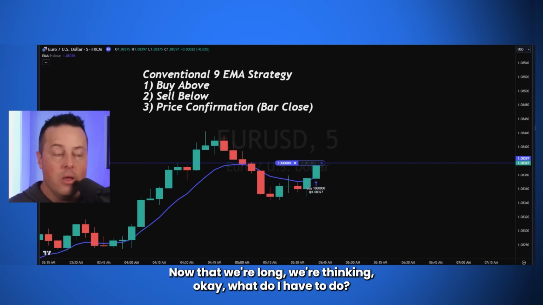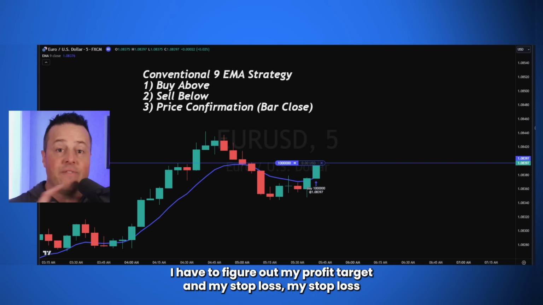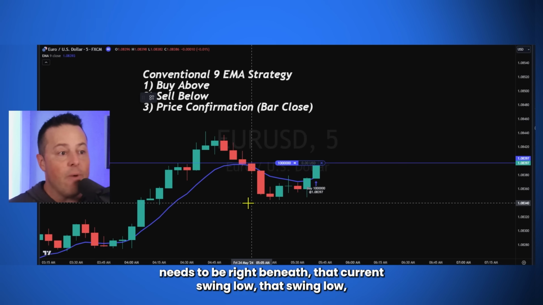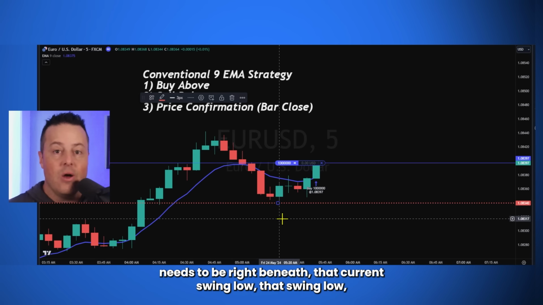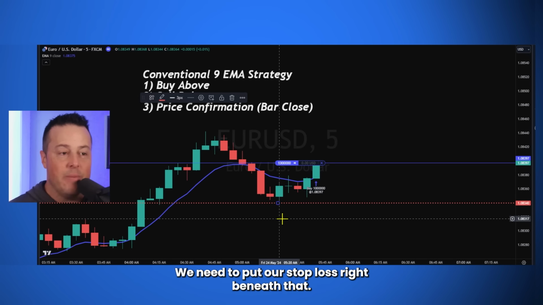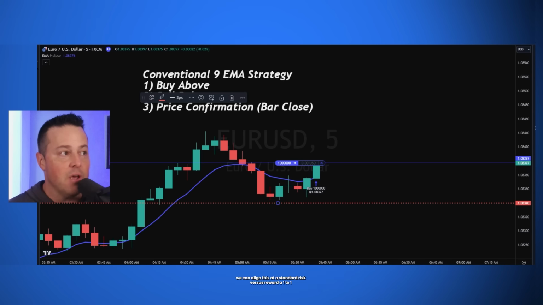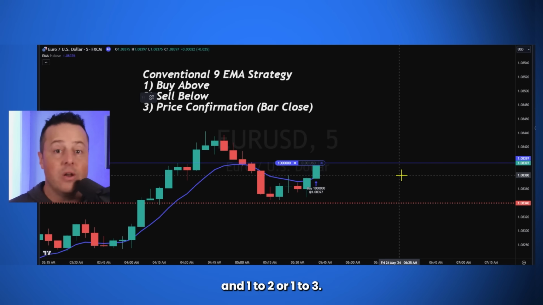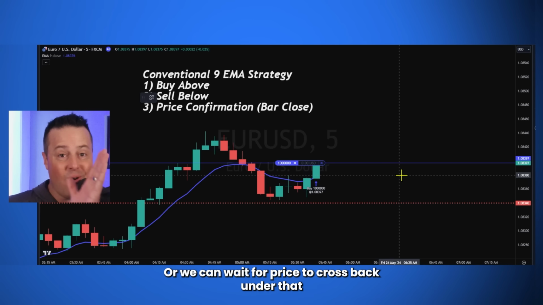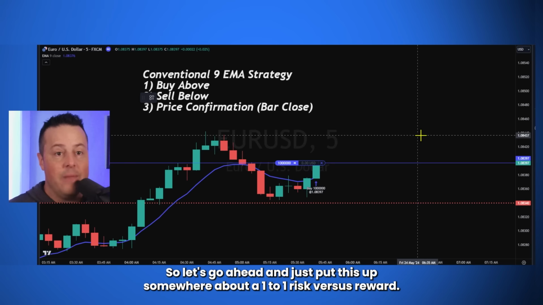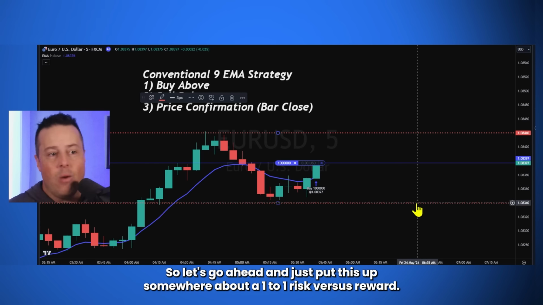Now that we're long, we're thinking, okay, what do I have to do? I have to figure out my profit target and my stop loss. My stop loss needs to be right beneath that current swing low, that demand zone, that area of support that's set up on our price charts. We need to put our stop loss right beneath that. As far as our profit targets go, we can align this at a standard risk versus reward, a 1-to-1, a 1-to-2, a 1-to-3, or we can wait for price to cross back under that EMA to get us out of this trade. So let's go ahead and just put this up somewhere about a 1-to-1 risk versus reward.